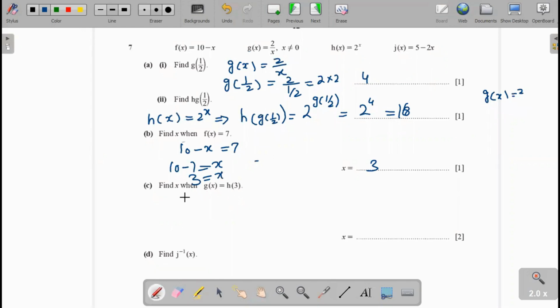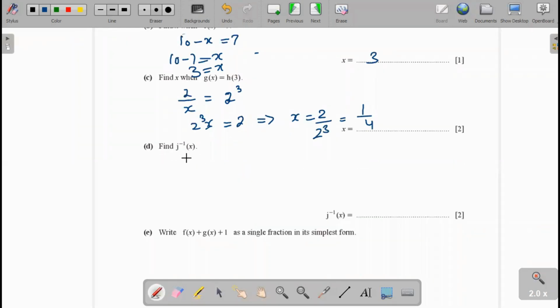And the next part, C, find x when g of x equals h of 3. Now you see here g of x is 2 over x, and h of x is 2 power x. Now here x is 3, therefore we can write 2 power 3. Now that value will become 2 power 3, and that is equal to 2 over x. Then x will be equal to 2 over 2 power 3, and the answer is 1 over 4.